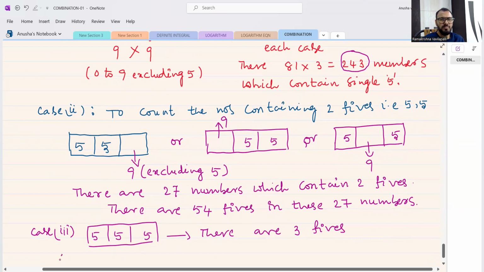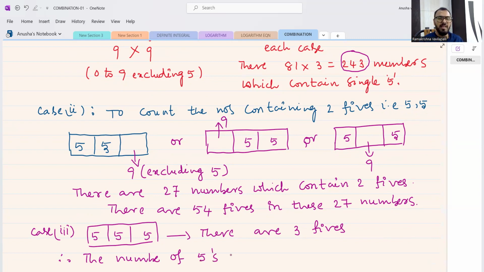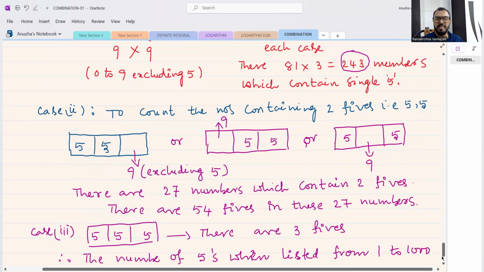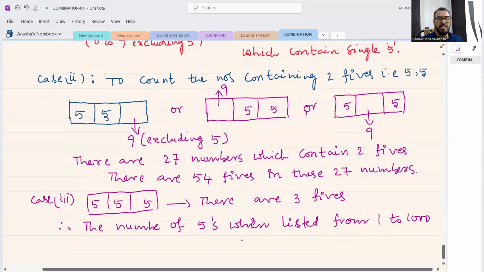So therefore, the number of 5s when listed from 1 to 1000 that we get is 243. There are 243 numbers which contain a single 5.